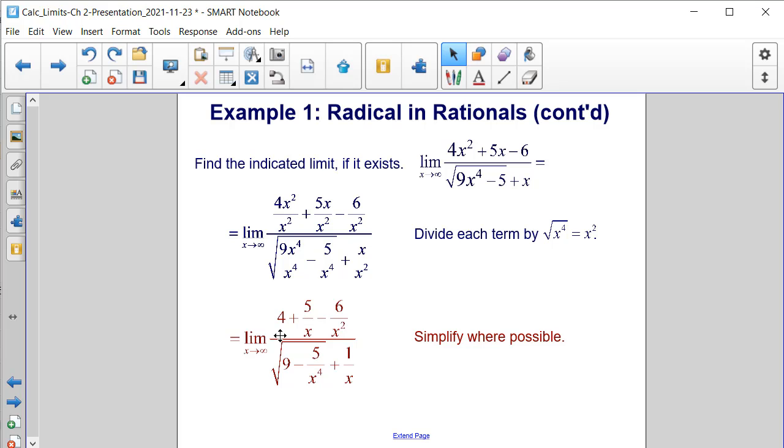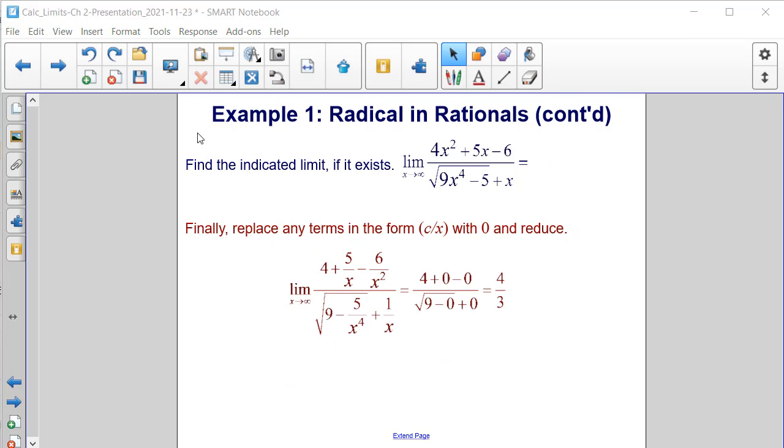In this next step, simplify wherever it's possible. The x squareds in the first term cancel out. 5x divided by x squared is equal to 5 over x, and minus 6 over x squared stays the same. In the denominator, 9x to the 4th reduces to 9, minus 5 divided by x to the 4th, and then plus, on the outside of the radical, x divided by x squared reduces to 1 over x.